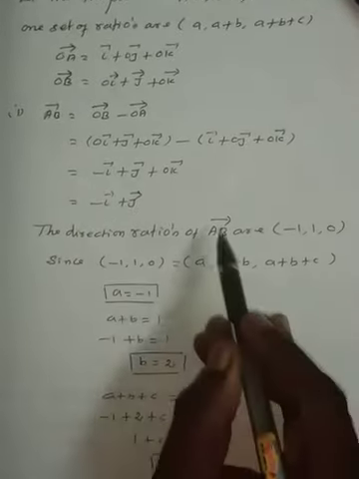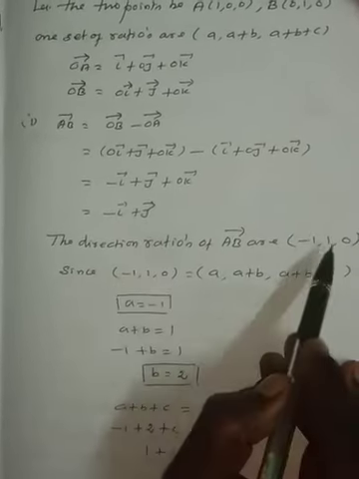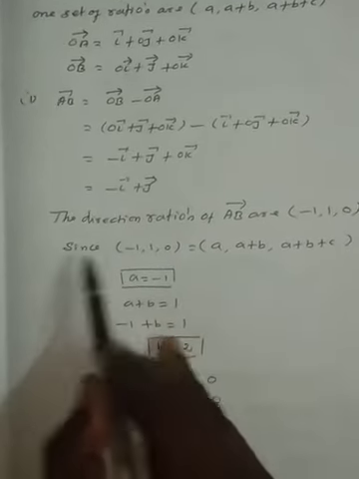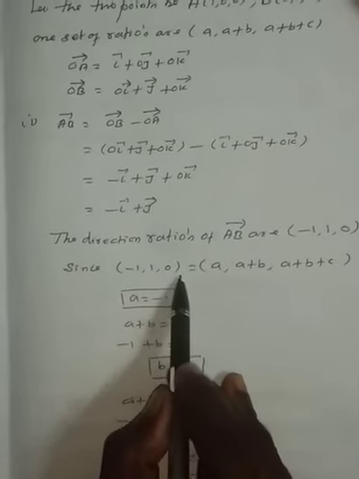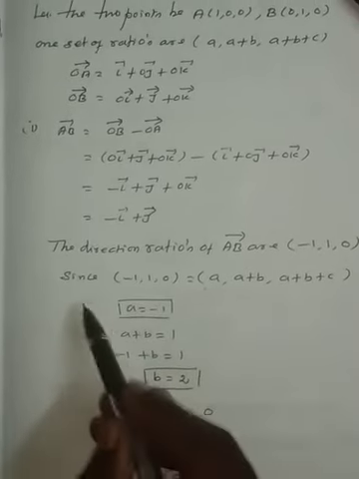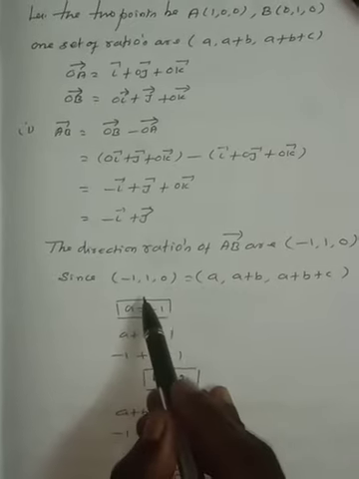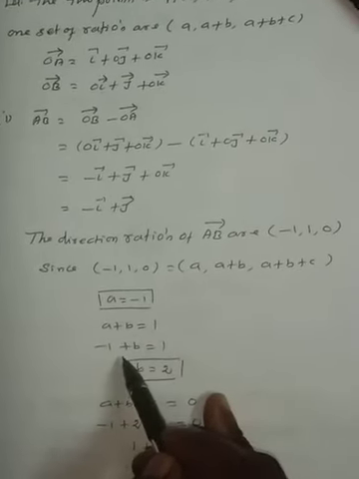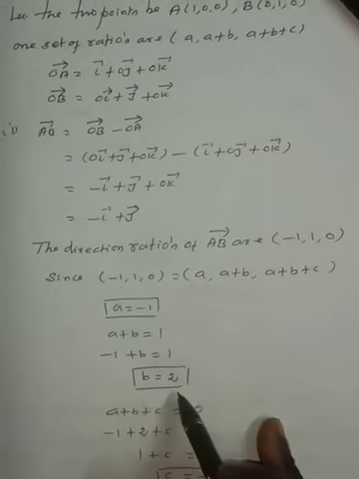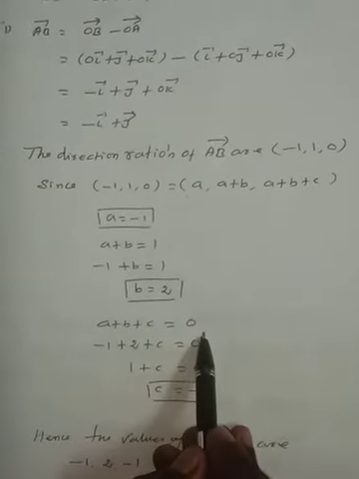The direction ratios of AB are: coefficient of i vector is minus 1, coefficient of j vector is 1, coefficient of k vector is 0. Since minus 1, comma, 1, comma, 0 is equal to the given A, comma, A plus B, comma, A plus B plus C, equating the first term we have A is equal to minus 1. Equating the second term, we have 1 is equal to A plus B. So A plus B is equal to 1, but A is minus 1. Applying A is equal to minus 1, we get B is equal to positive 2.